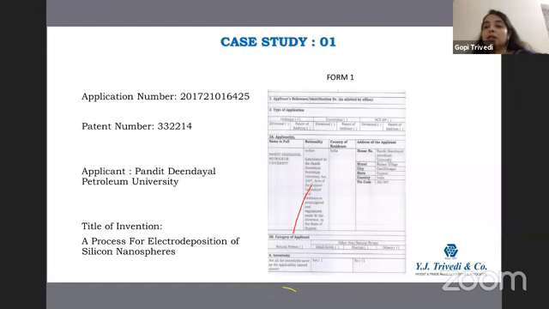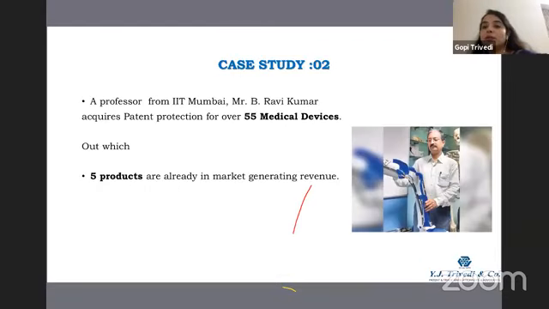Another study which is admirable: a single professor named Mr. Ravi Kumar has already acquired the patent protection for some 55 medical devices, a notable achievement, I'm sure. And out of them, some 5 products are already in the market and generating revenue. So this is quite an inspiring story.